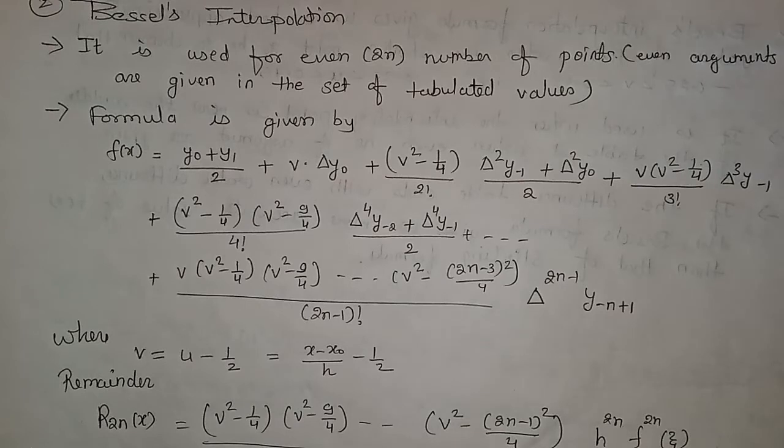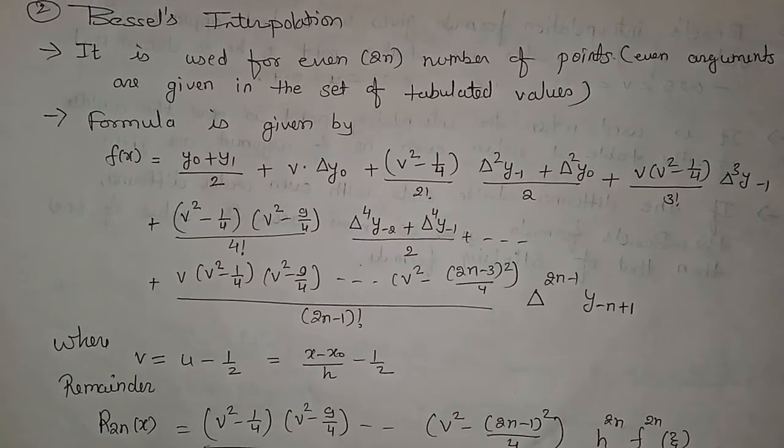Now next we have Bessel's interpolation formula. This formula is used when an even number of points are given, that is, the table has an even number of arguments. So in that case we will use Bessel's interpolation formula.